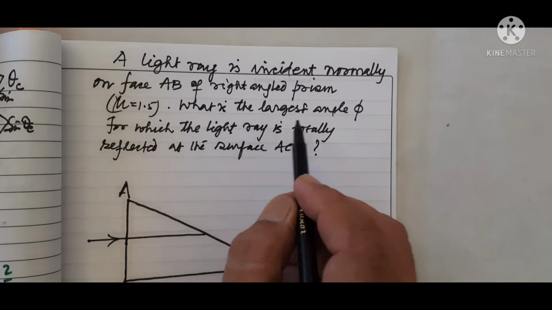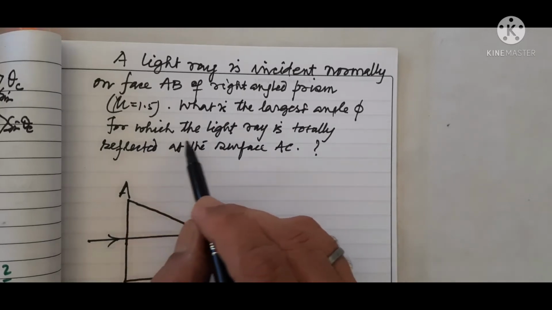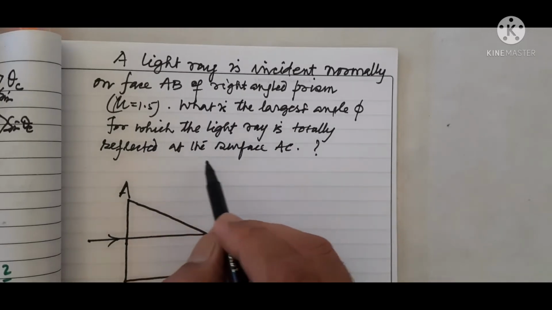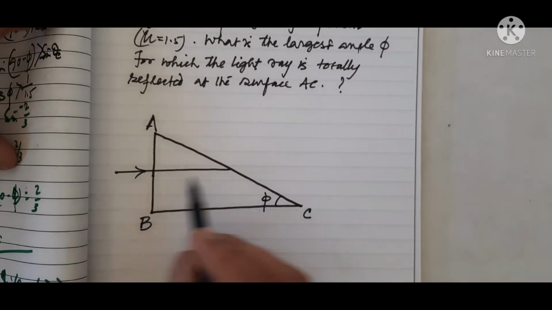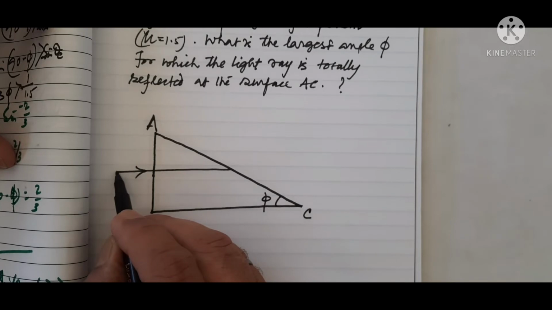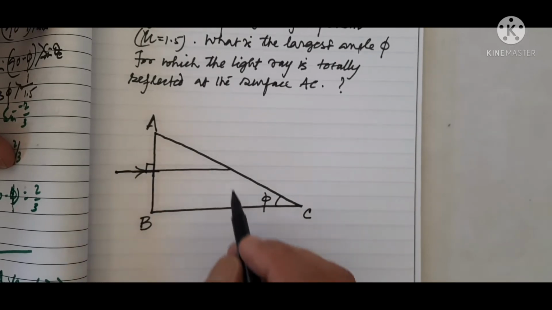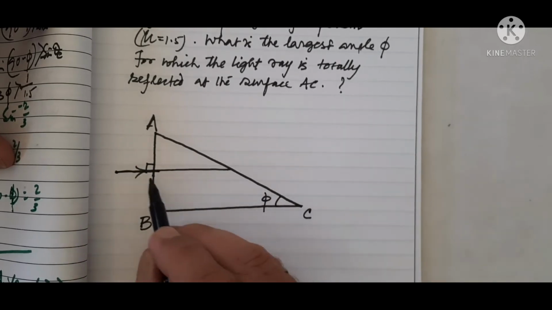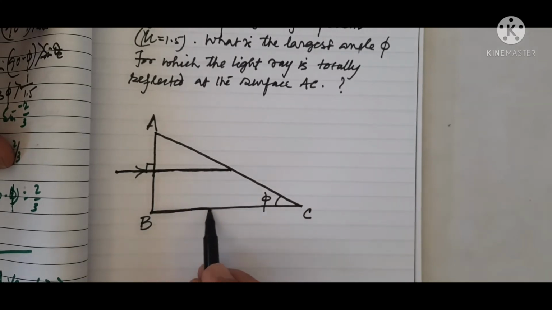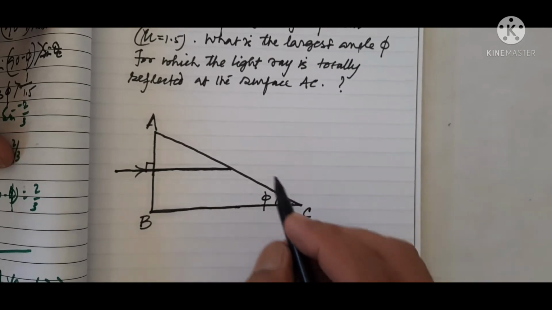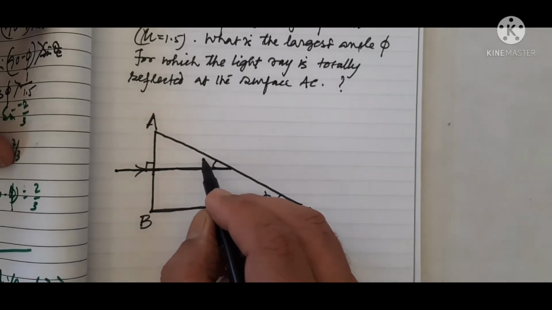What is the largest angle phi for which the light ray is totally reflected at the surface AC? This is the diagram. Here it is normally 90 degree, ठीक. तो ये नॉर्मली ऐसे इंसिडेंट हुआ, प्रिज्म का ये बेस है, तो ये दोनों क्या हो गया? पैरेलल. These two are parallel. So this is phi, this also phi.